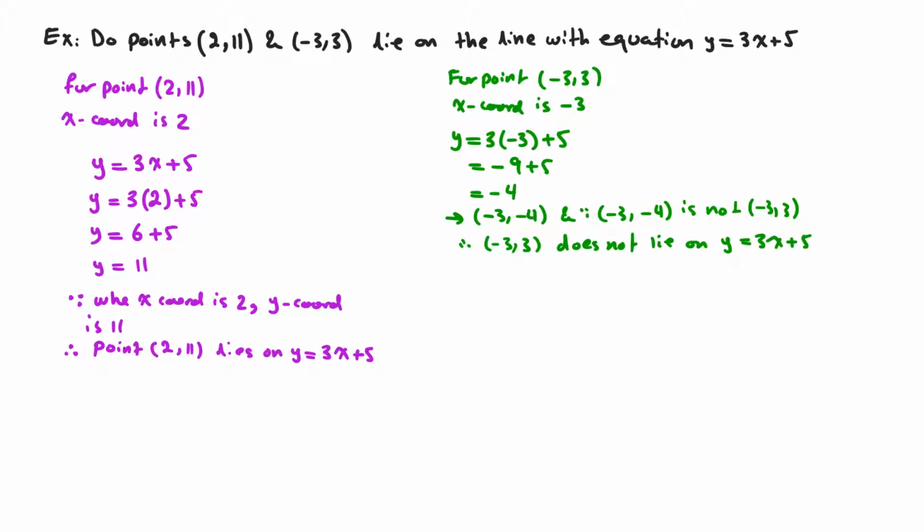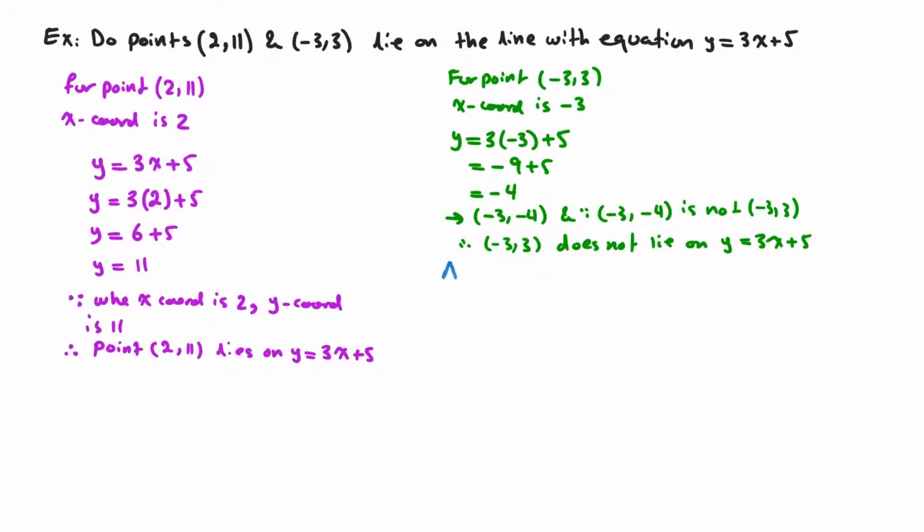So what we've done is we've taken the -3, which is the x coordinate of this point, plugged it into our equation to see what is the y coordinate of the point that actually lies on the line, and we figured out that the point that actually lies on the line is (-3, -4), and not (-3, 3), and thus this point over here does not lie on this line.